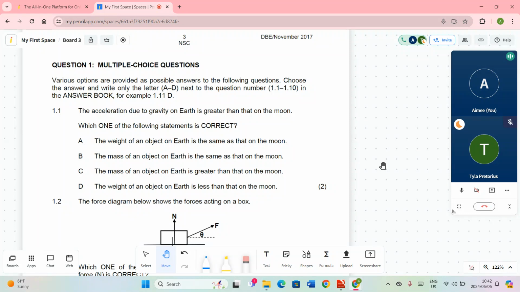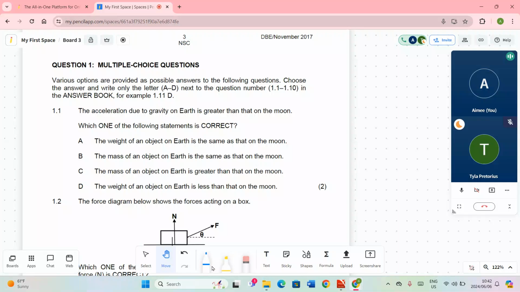So A, the weight of an object on Earth is the same as that on the moon. B, the mass of an object on Earth is the same as that on the moon. C, the mass of an object on Earth is greater than that on the moon. And D, the weight of an object on Earth is less than that on the moon.